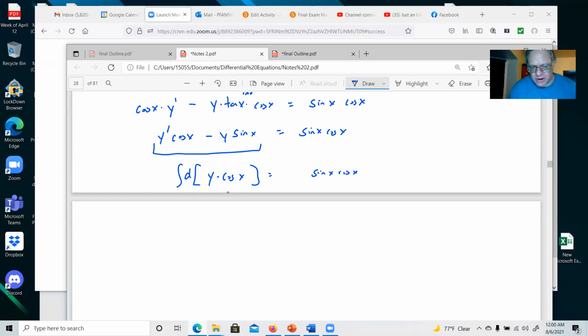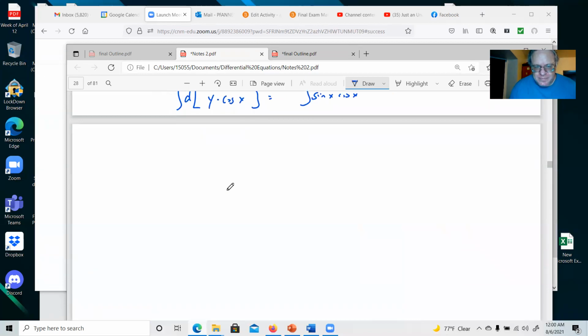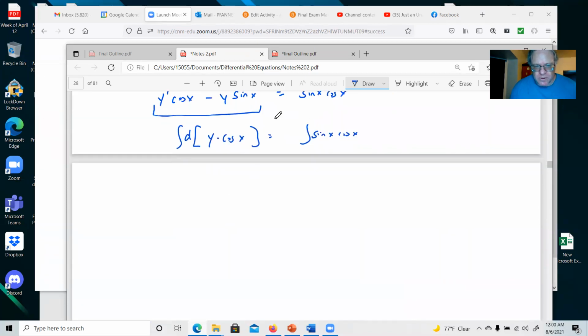Take the integral of both sides. Now, hold on for a second. We have a thing going on. Oh, the joys of having a cat or toddler.